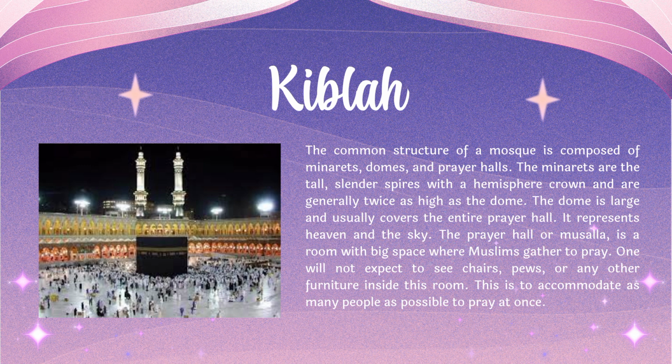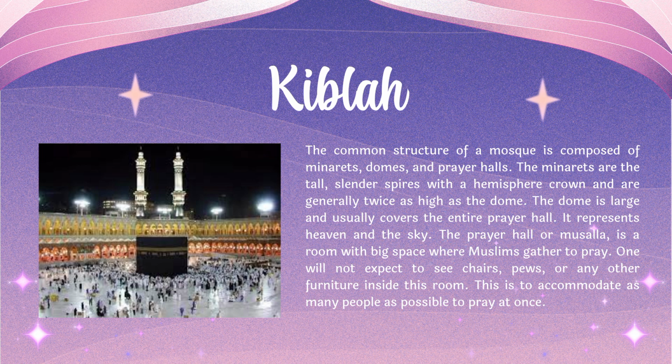Here it is stated that the common structure of a mosque is composed of minarets, domes, and prayer halls. The minarets are the tall, slender spires with a hemisphere crown and are generally twice as high as the dome. The dome is large and usually covers the entire prayer hall. It represents heaven and the sky.